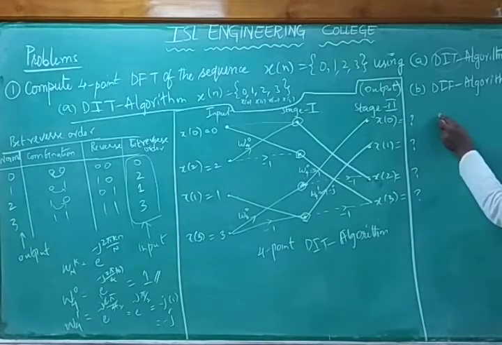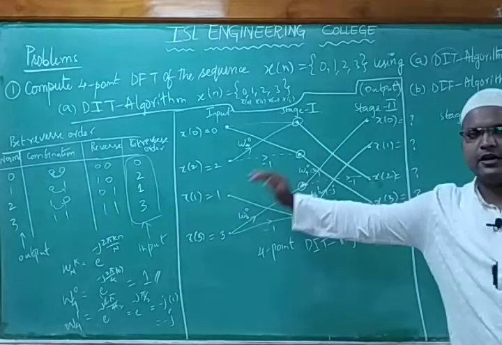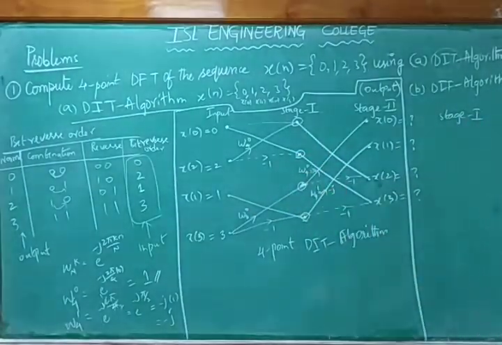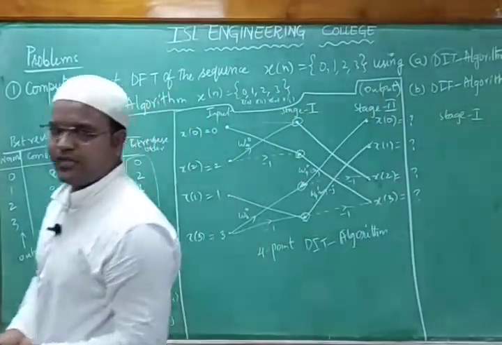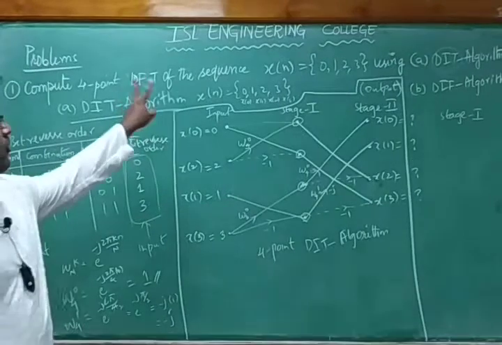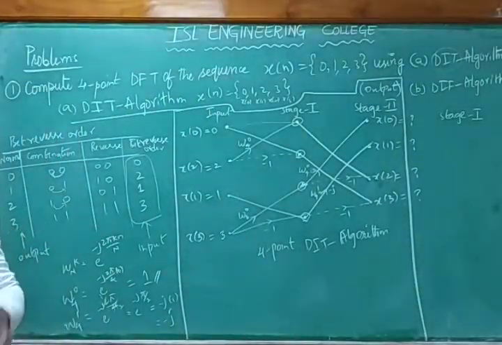I am finding the stage 1 first input. I'll make the box. First see this one, then I'll erase this part and explain that box to you. So before erasing, see once again what the question actually is. The question is, they gave 4 points and asked to solve using the DIT algorithm. For doing this, what have we done?